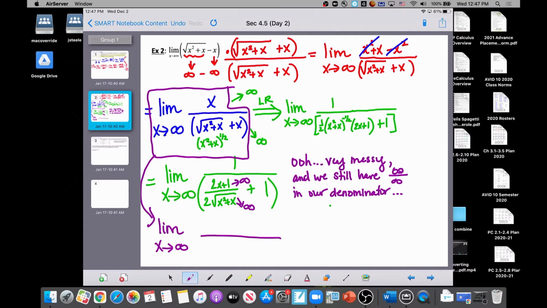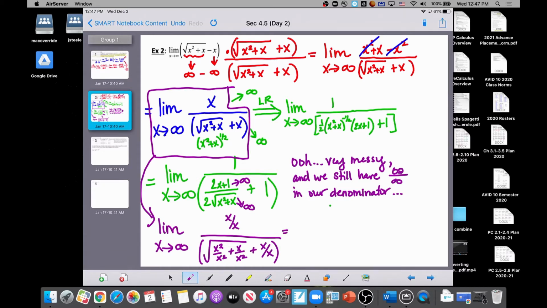okay, and now the greatest power of the variable in the denominator is x, right? Under the radical, it's x squared, but outside of the radical, it's x. So in my numerator, I would have x over x, and in my denominator, I would have the square root of x squared over x squared plus x over x squared plus x over x.